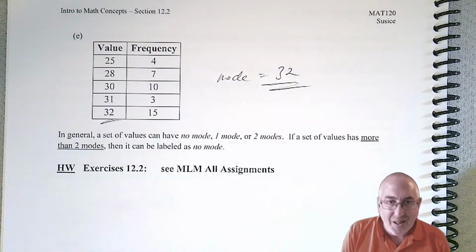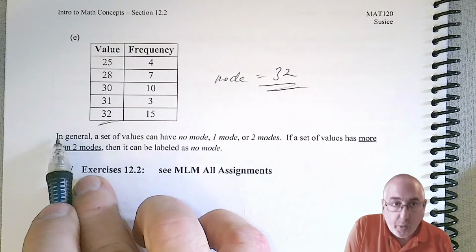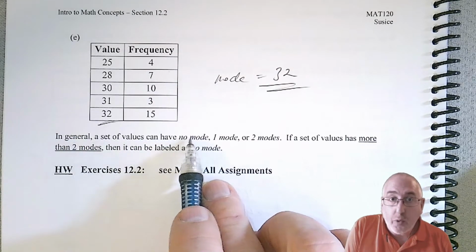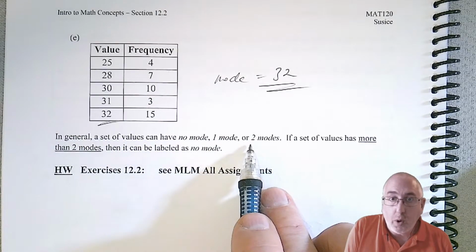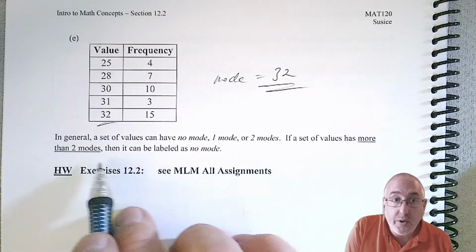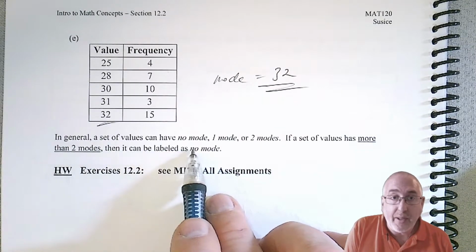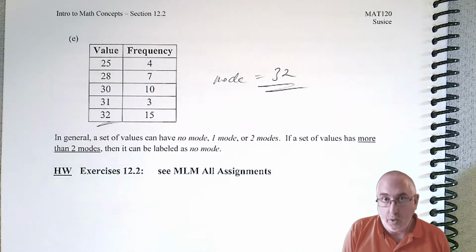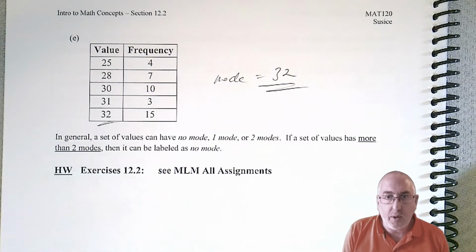Fine. So just to conclude, in general, a set of values can have no mode, 1 mode, or 2 modes. If a set of values has more than 2, then it can be labeled as no mode. Hopefully that's clear, but if you have questions, let me know.